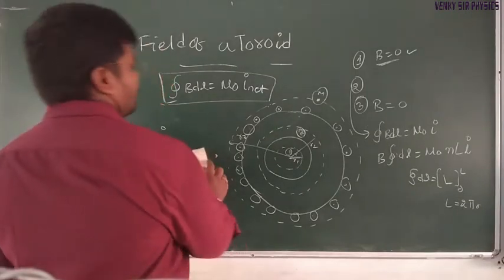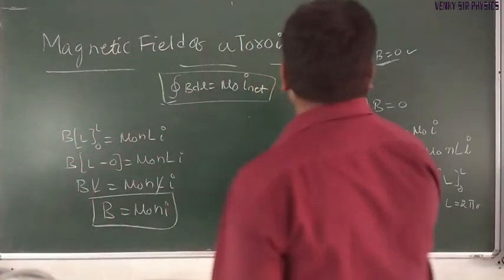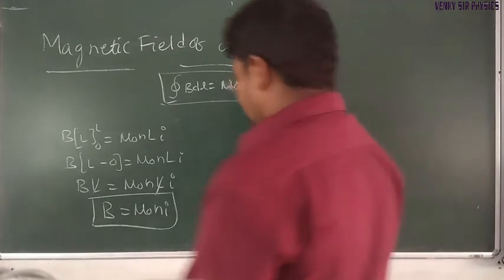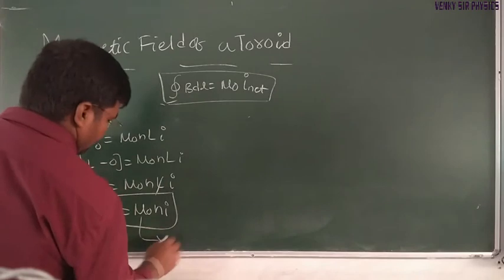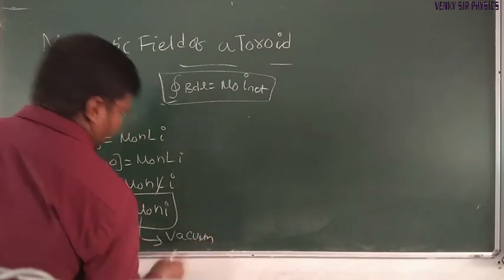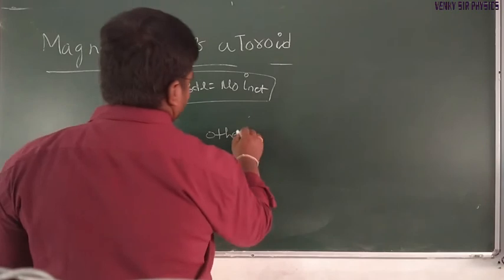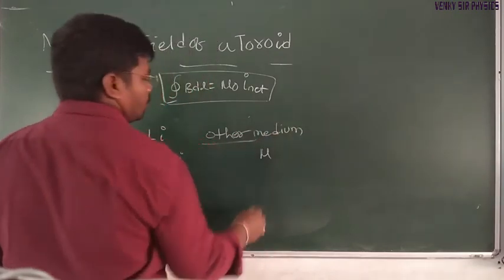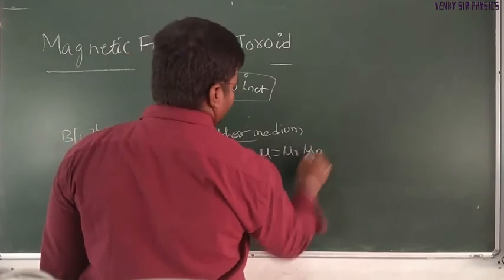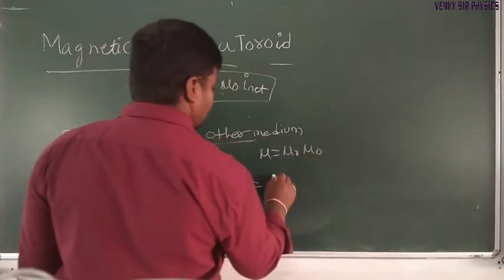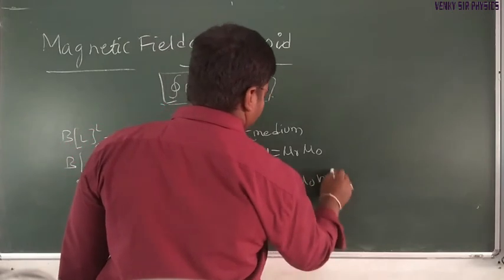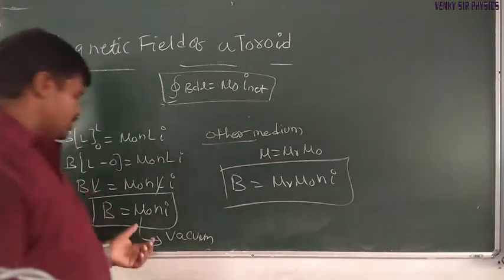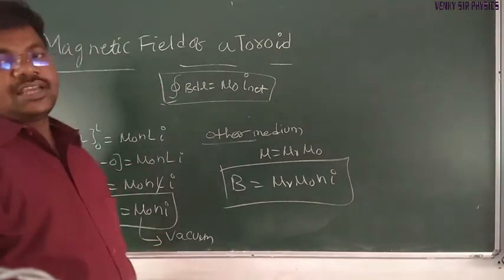Instead of vacuum, if there is any other medium, the magnetic field will change. This is in vacuum. In another medium, mu is equal to mu r into mu naught. B is equal to mu r mu naught n I. The magnetic field of a toroid in vacuum is equal to mu naught n I.